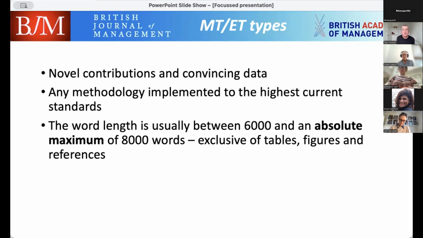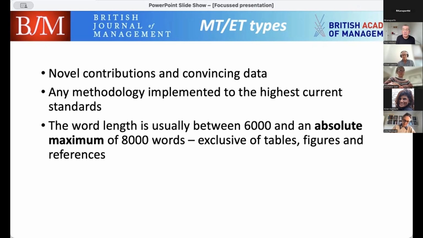So the word length is usually between 6,000 and an absolute max of 8,000, but that's exclusive of tables, figures, and references. We're changing the guidance on that now. Nobody sticks to 6,000 anymore and sees the 8,000 as the realistic limit. So realistically, your limit for an empirical article in the MKE section or in any other section of the journal is 8,000 words, but it's an absolute limit, and it does exclude any tables, figures, and references. So it actually gives you quite a lot of space and scope, especially if you use tables creatively.